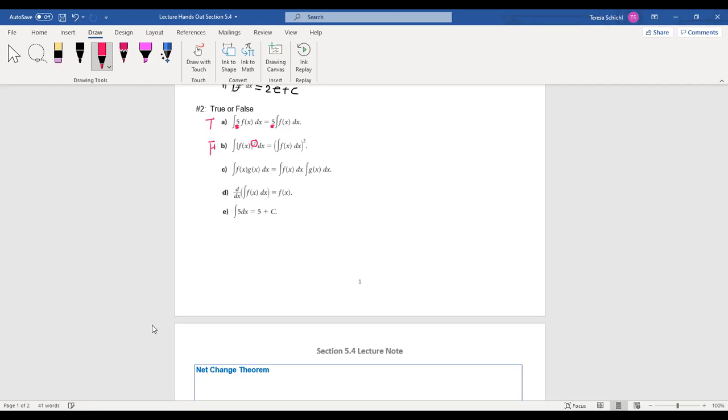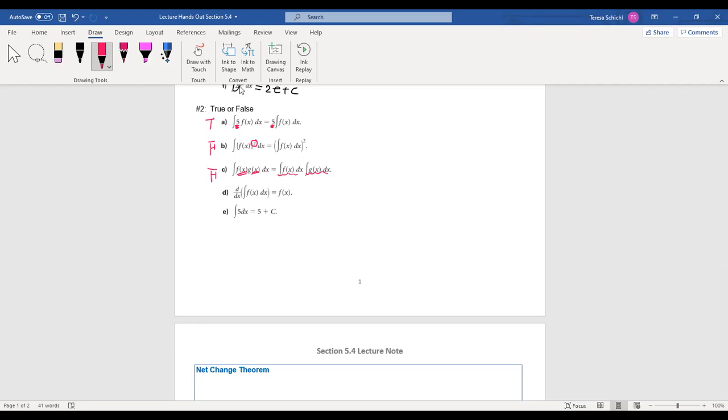So this is not true here. That's why the same thing applies here: if you have the product f of x times g of x, will you be able to separate it into the product of two things? No, so it's false. That's just the same as the product rule for the derivatives, right?